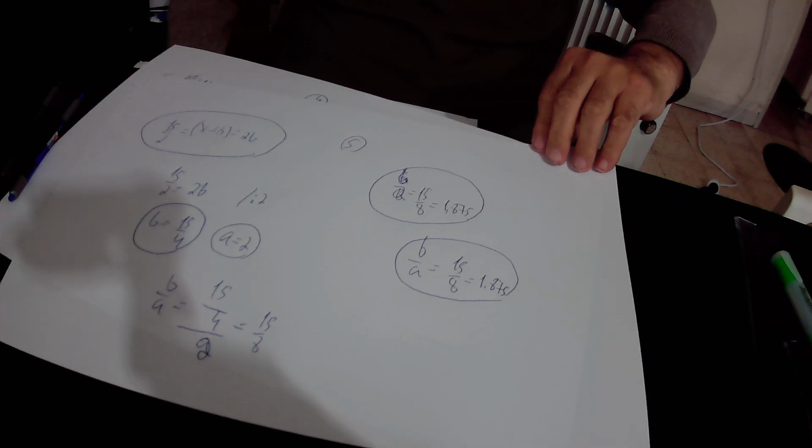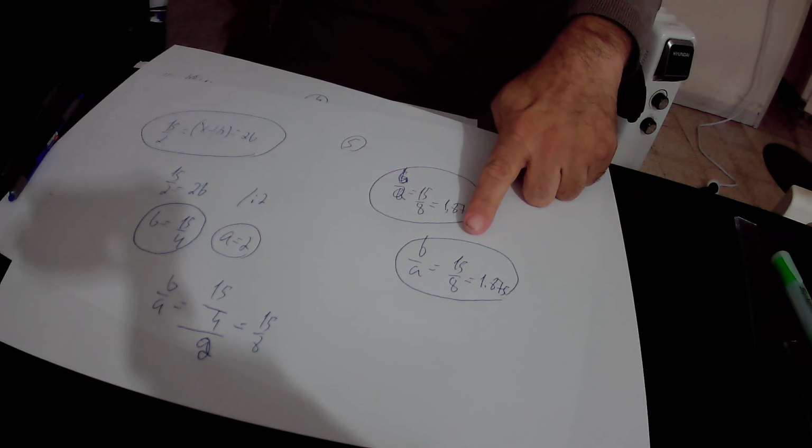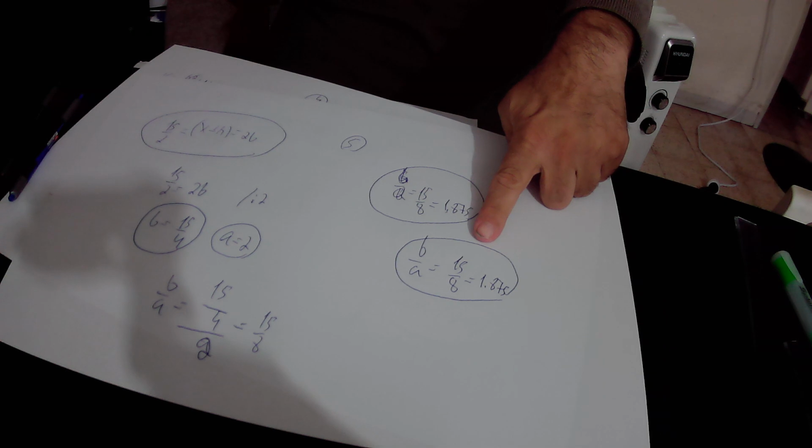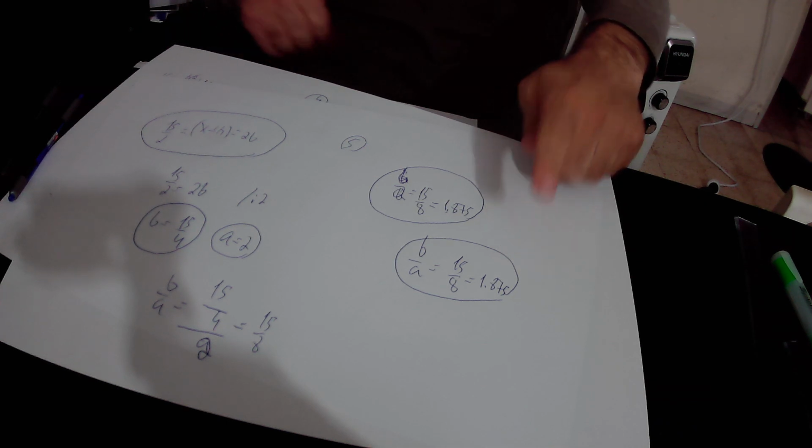So in total we found that b over a equals either 15 over 8, or in terms of numbers it is equal to 1.875 without units. Ratio is without units. Again, b over a equals either 15 over 8 or 1.875. Okay, thank you very much.